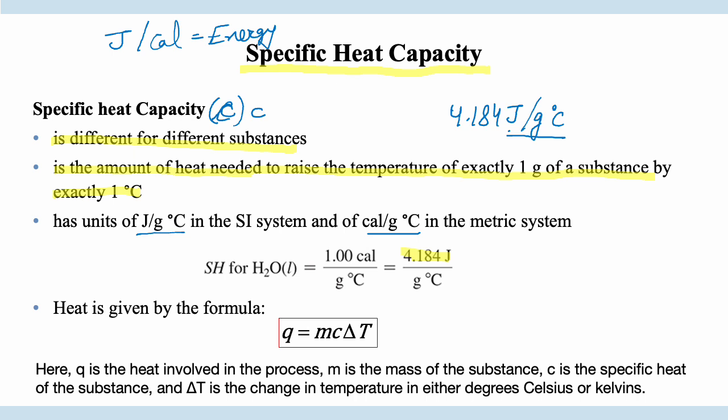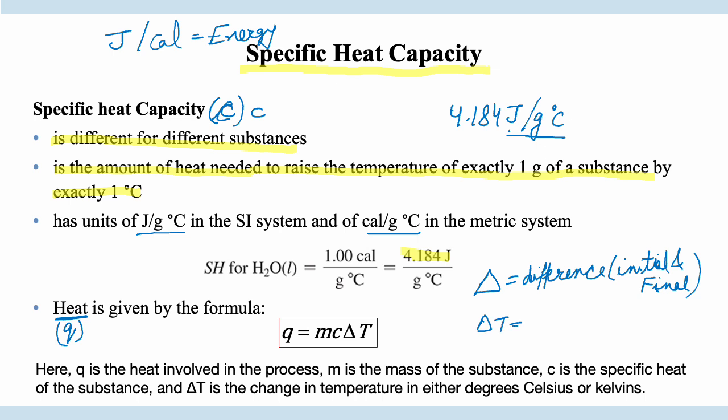And how can we measure heat that is involved in any process? Heat is usually given by the abbreviation Q. Q represents heat, and it's given by the formula Q = mcΔT. This triangle symbol, Δ, simply represents the difference in quantities, the difference between the initial and the final states. For example, in this case we see ΔT. ΔT means final temperature minus initial temperature. It's always going to be final minus initial.